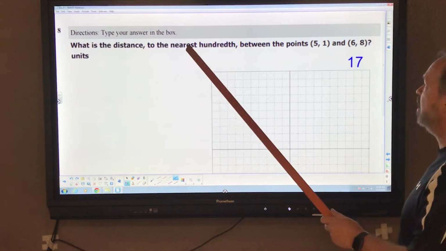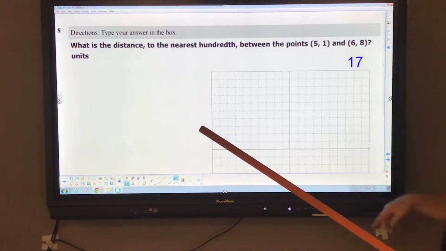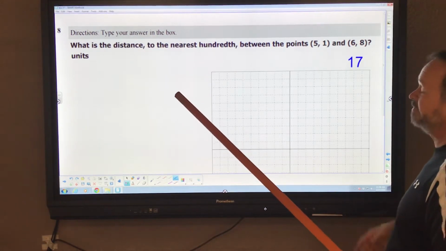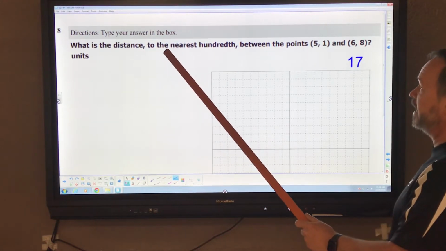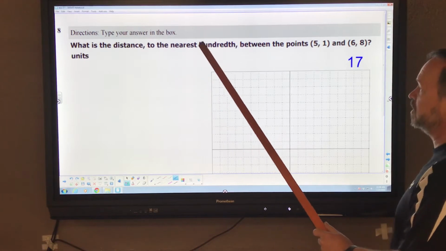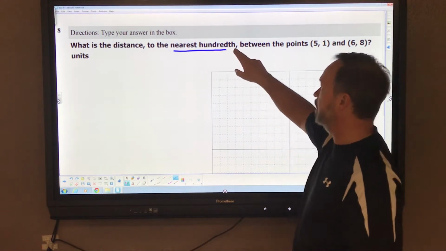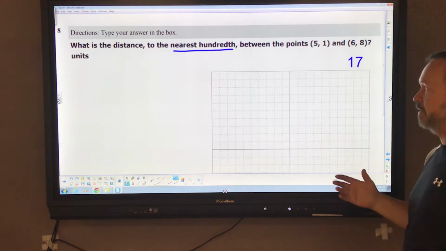Type your answers in the box. Those are always tougher. You can see some other class had 17%, because it's always tougher when you just have to type it in. And you have to be careful, because it says to the nearest hundredth. So when you do your work, don't be rounding to some other thing. Round to the nearest hundredth.